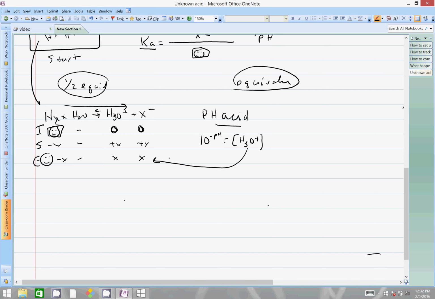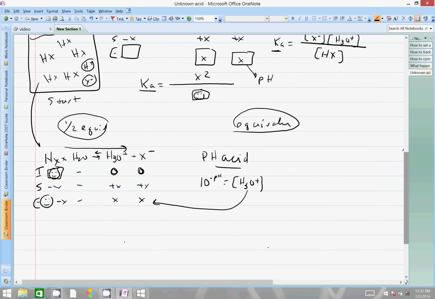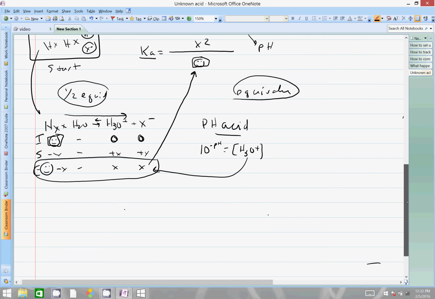And X is going to be small because it doesn't get many of these products. Notice my picture here. I don't even have any H plus and X negatives. They are there, but they are in small quantities. So, again, to get my Ka value, all I got to do is take all of these values and plug them in here. This can be done at any point along the way.